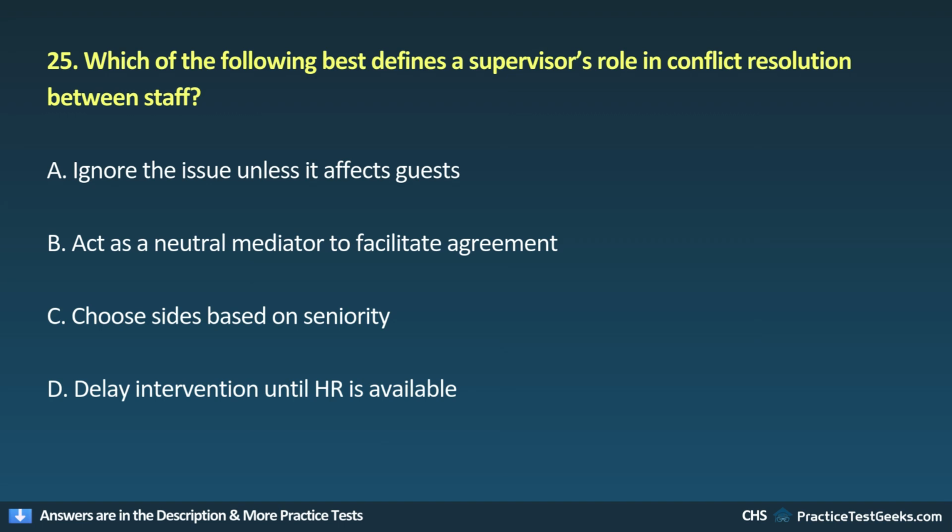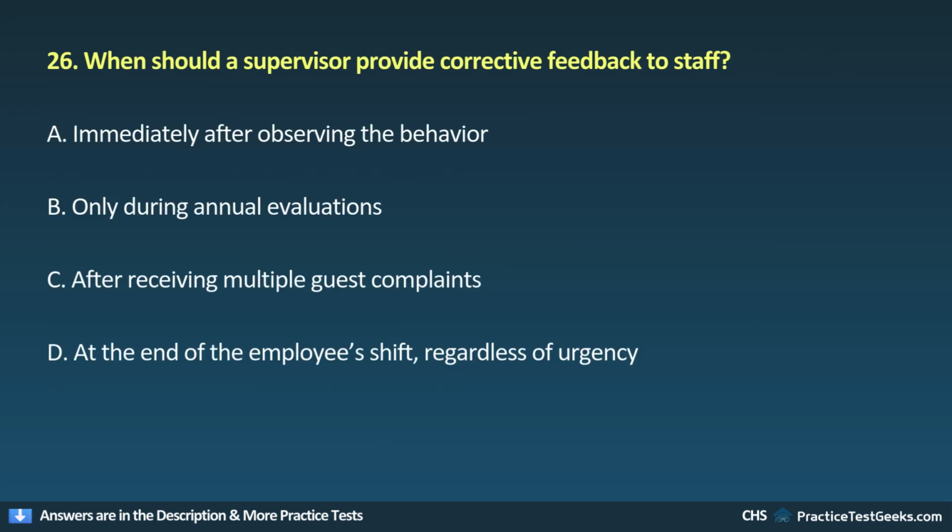A. Ignore the issue unless it affects guests. B. Act as a neutral mediator to facilitate agreement. C. Choose sides based on seniority. D. Delay intervention until HR is available. 26. When should a supervisor provide corrective feedback to staff?